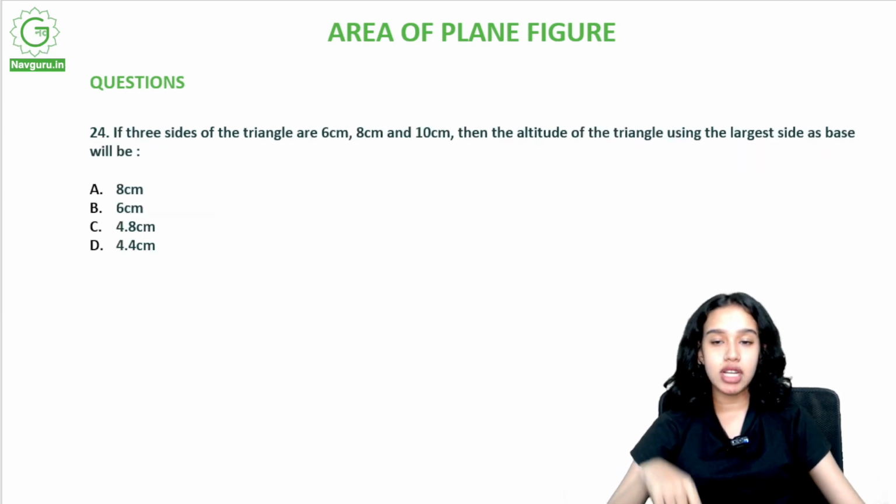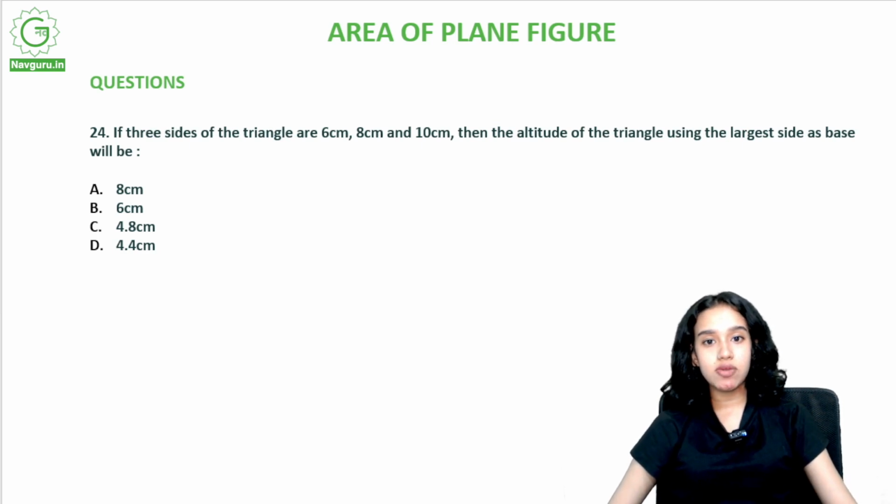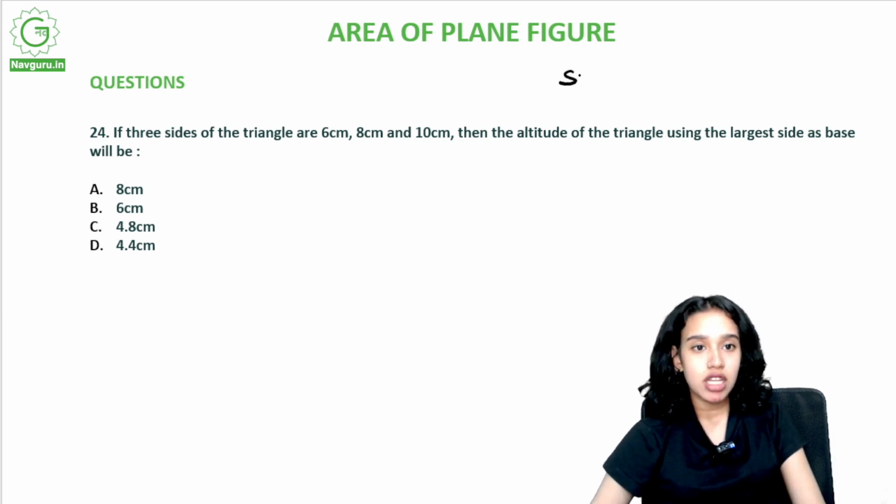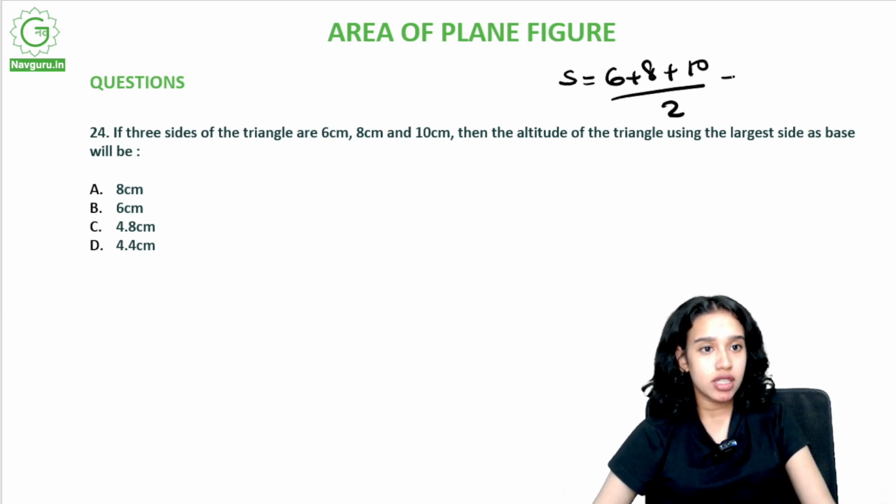Now let's move on to the next question. If three sides of the triangle are 6 centimeter, 8 centimeter and 10 centimeter, then the altitude of the triangle using the largest side as the base would be. So S is equal to 6 plus 8 plus 10 divided by 2. This gives us 12, right?